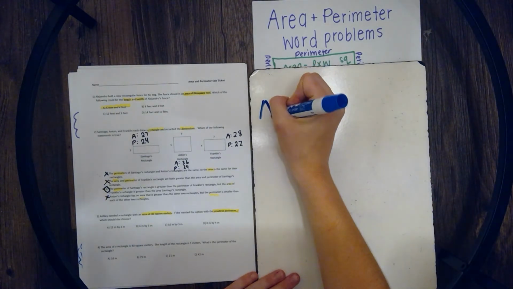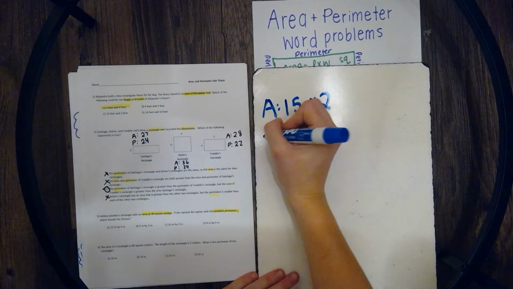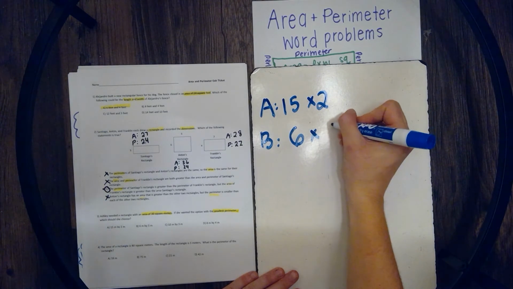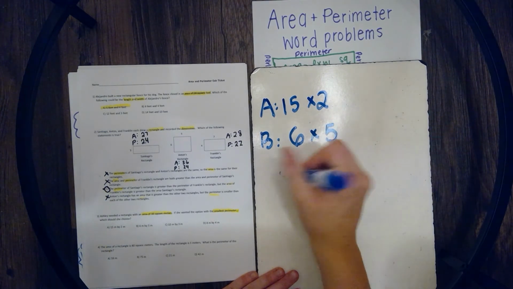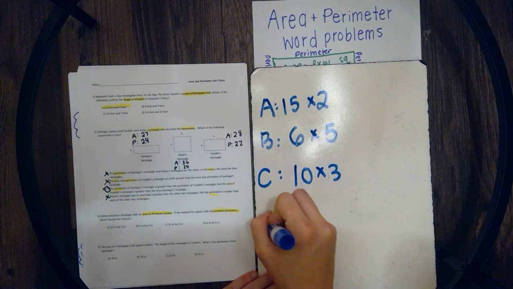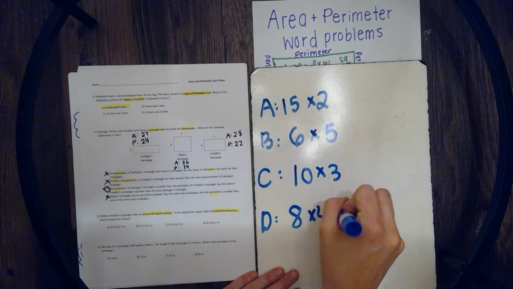I've got A, 15 times 2. I've got B, 6 times 5. I've got C, 10 times 3. And I have D, 8 times 4.